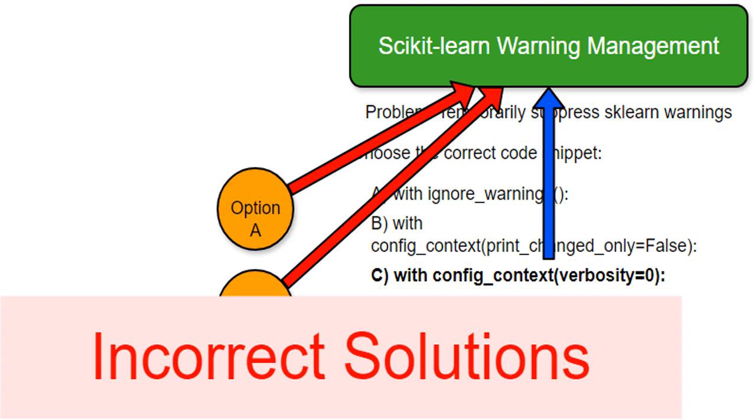I've analyzed why options A, B, and D are wrong. They either suppress too much, A, suppress the wrong thing, B, or don't properly restore the settings, D. They could cause unexpected problems.